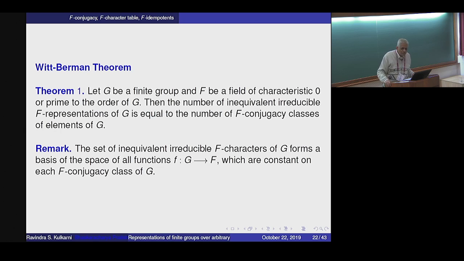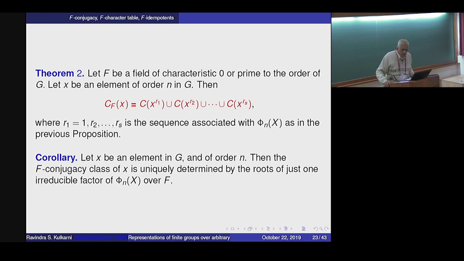So, the Witt-Berman theorem: if G is a finite group and F a field of characteristic 0 or prime to the order of G, then the number of inequivalent irreducible F representations of G is equal to the number of F-conjugacy classes of elements of G. And now the F-conjugacy class is just the union of the conjugacy classes of X, X to the r_2, up to X to the r_s. And so this is also a serious theorem.